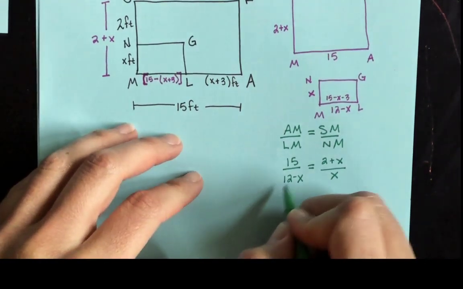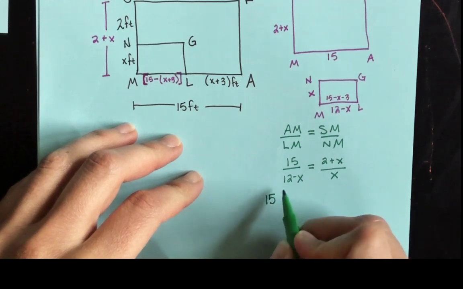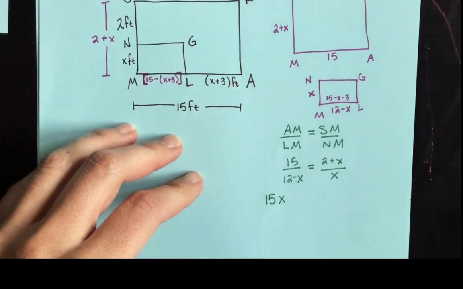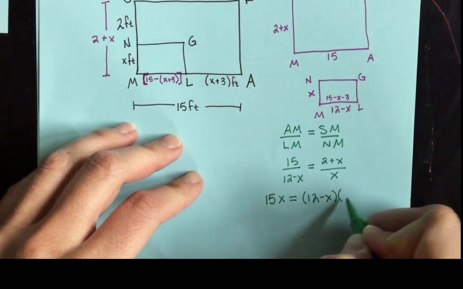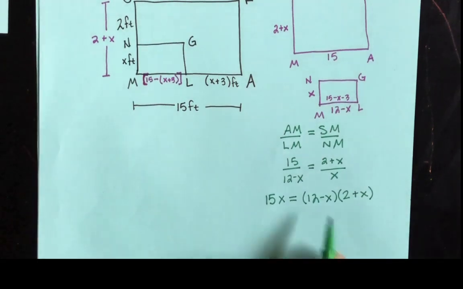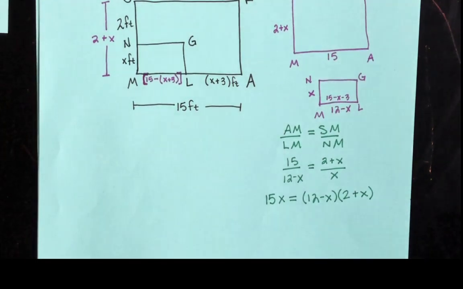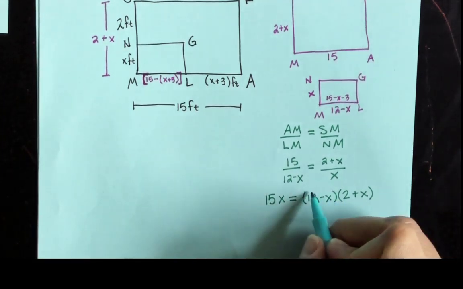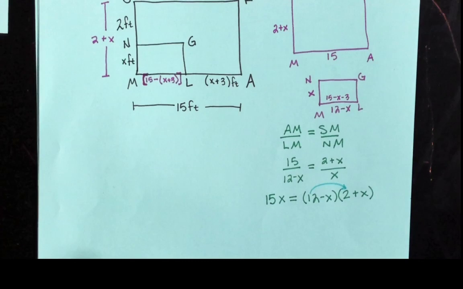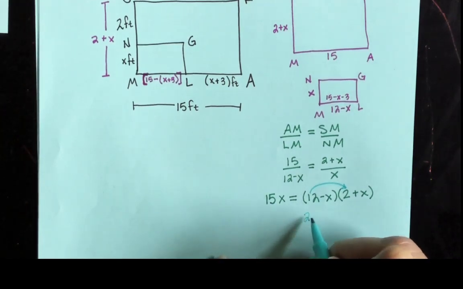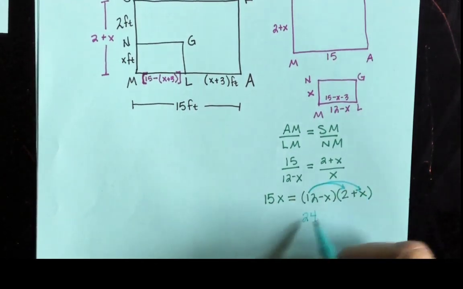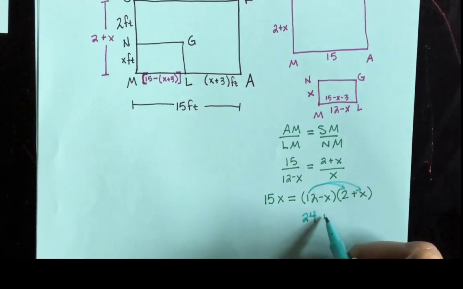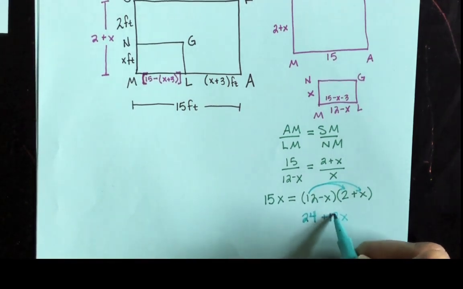So when we cross multiply, I'm going to take 15 times X, and I'm going to set it equal to 12 minus X times 2 plus X. And here is where I have to remember my Algebra 1. We have to remember our FOIL method. We're going to take 12 times 2, and we end up with 24. We're going to take 12 times X, and we end up with plus 12x.